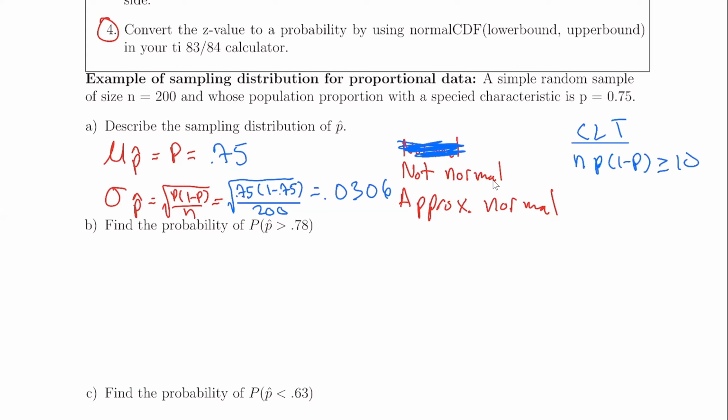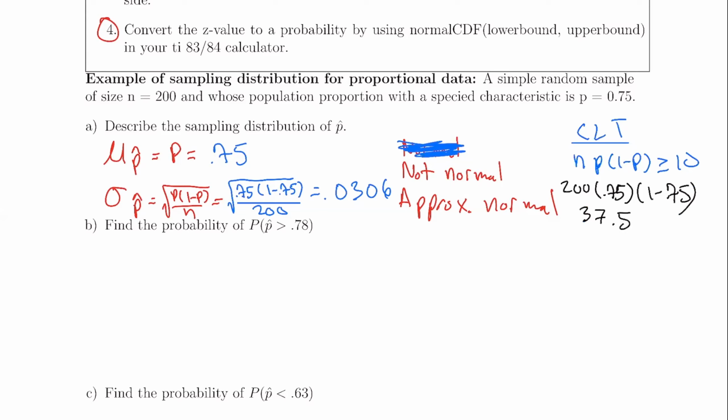So n is 200. So 200 times p, which is 0.75, times 1 minus 0.75. I'm going to do that on my calculator. So you do 200 times 0.75 multiplied by 1 minus 0.75. And if you look at that, we got 37.5.